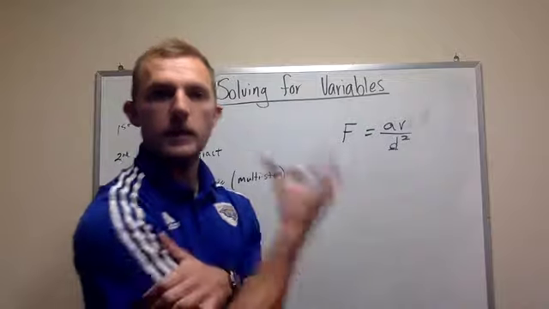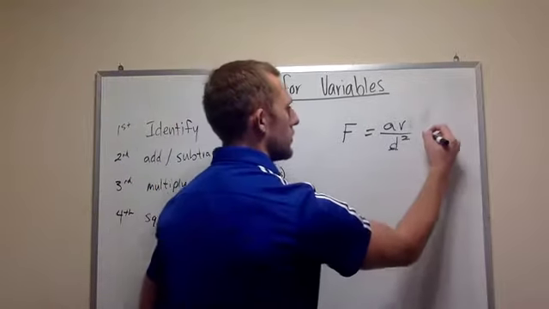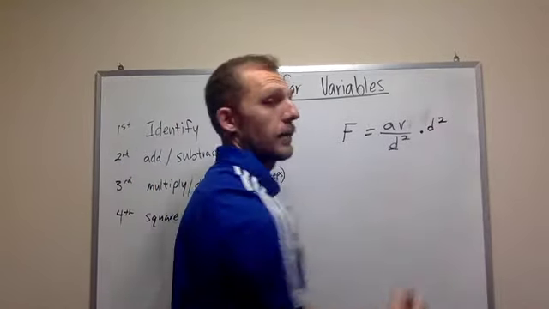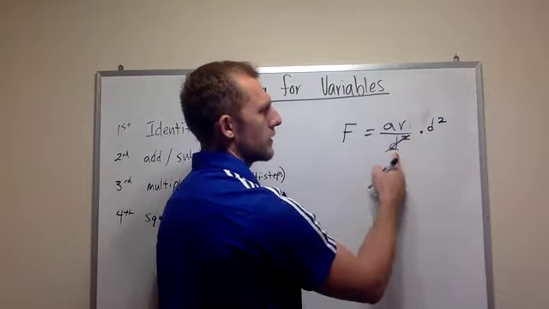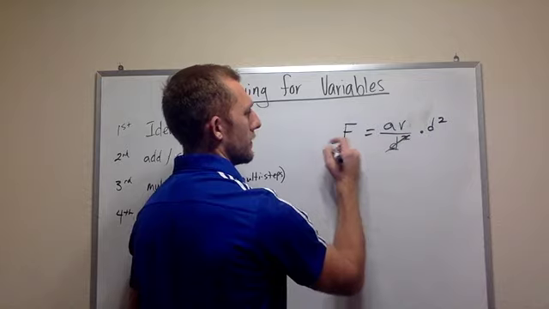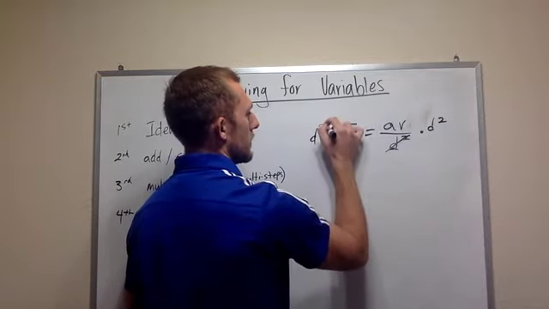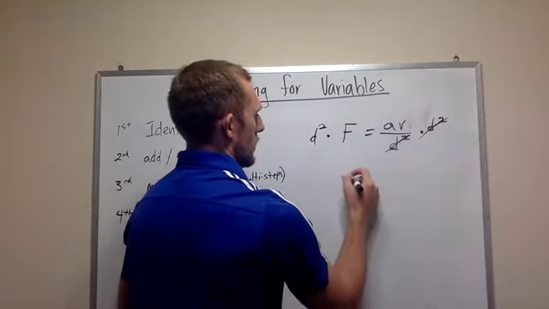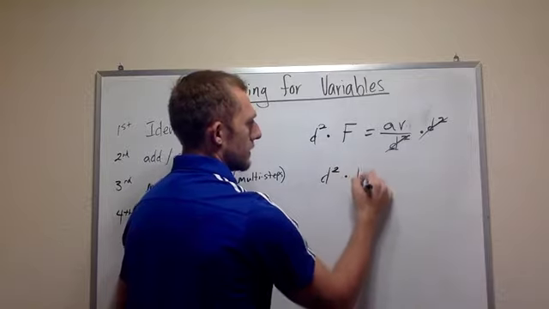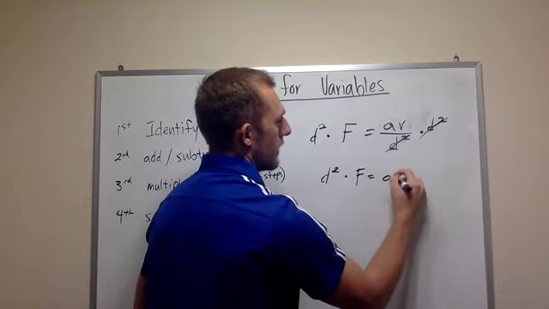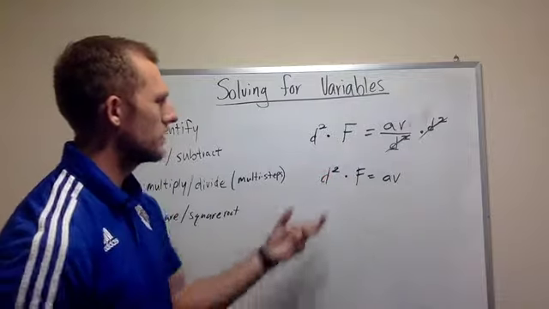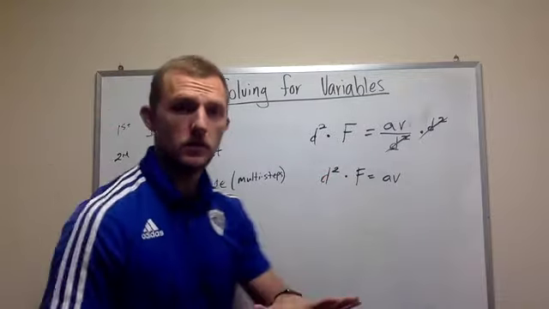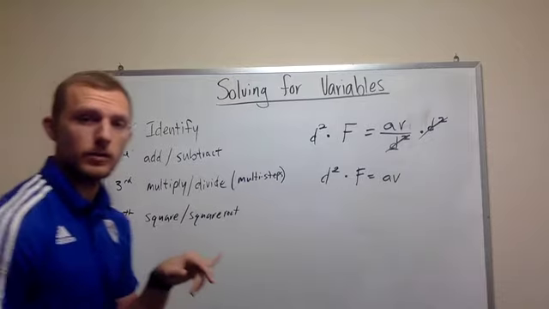Well, first thing, we need that in the numerator, right? So let's go ahead and multiply it by D squared. Why D squared? Well, we need to get both of these out of here. So multiply times D squared. So it would be D squared times F equals AV. You're also like, well, there's two of them. We don't need two. Hold on. Remember, we'd get rid of it soon enough.